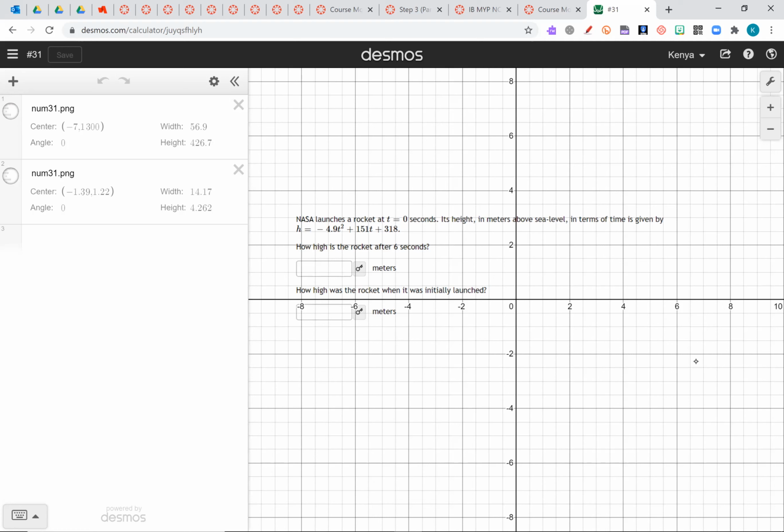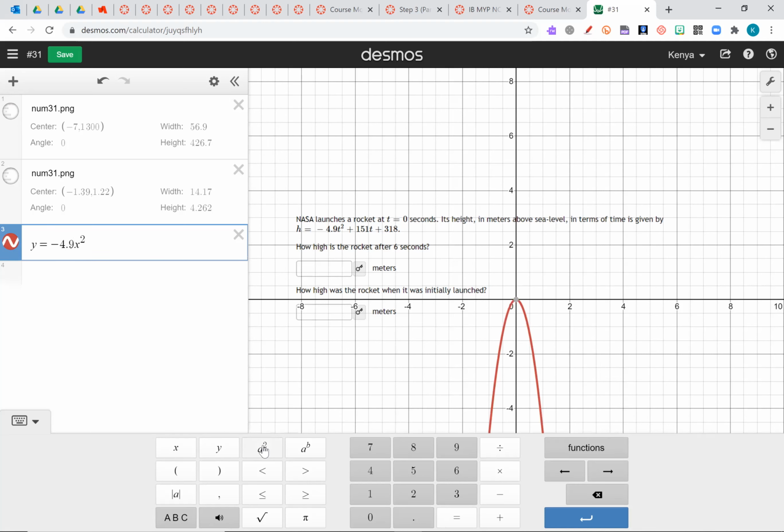So let's go ahead and first get started by graphing our equation. Again, Desmos does not recognize h and t, so we're going to replace them with y and x respectively. So y is equal to negative 4.9 x, and let's square it. Don't forget to square it. Plus 151 x plus 318. All right, so just like the previous example, I can only see my negative answer.